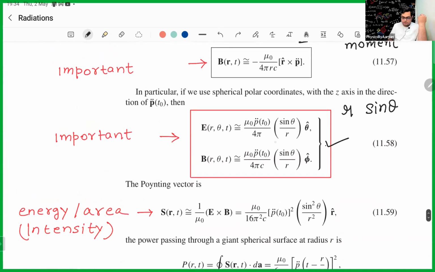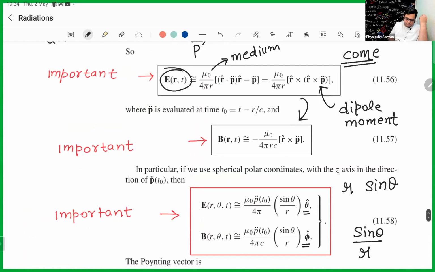Again, mu naught, again, it is inversely proportional to r, and it depends on sine theta by r. One very important thing here is that it will depend upon sine theta by r. The electric field is along theta cap and the magnetic field is along phi cap. So if this is your sphere, then this is phi cap and this angle is theta cap. So the electric field is like this and the magnetic field is like this.